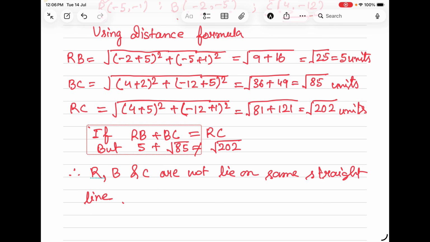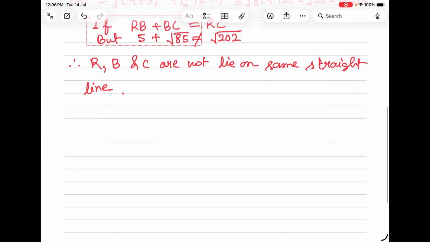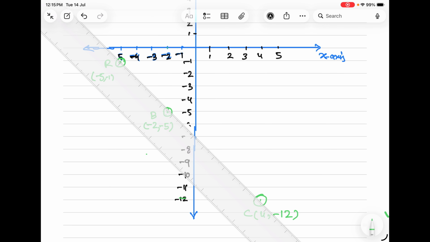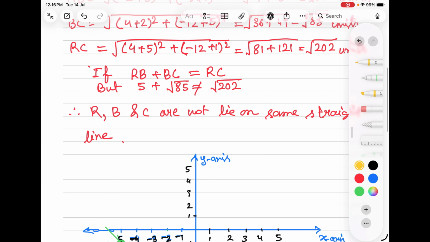Okay. Now the other part in this same question: now plot both sets of points and check your answer. You have to plot these given 3 points and check the answer is correct or not. If you join these 3 points, you see B point is not lying on the line. Therefore, R, B and C are not lying on the same straight line. So our answer is correct.